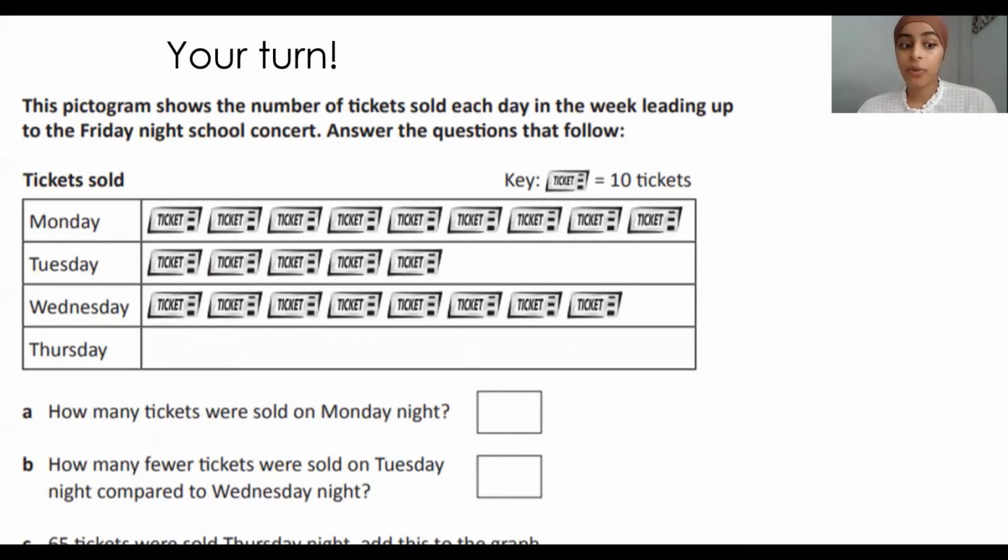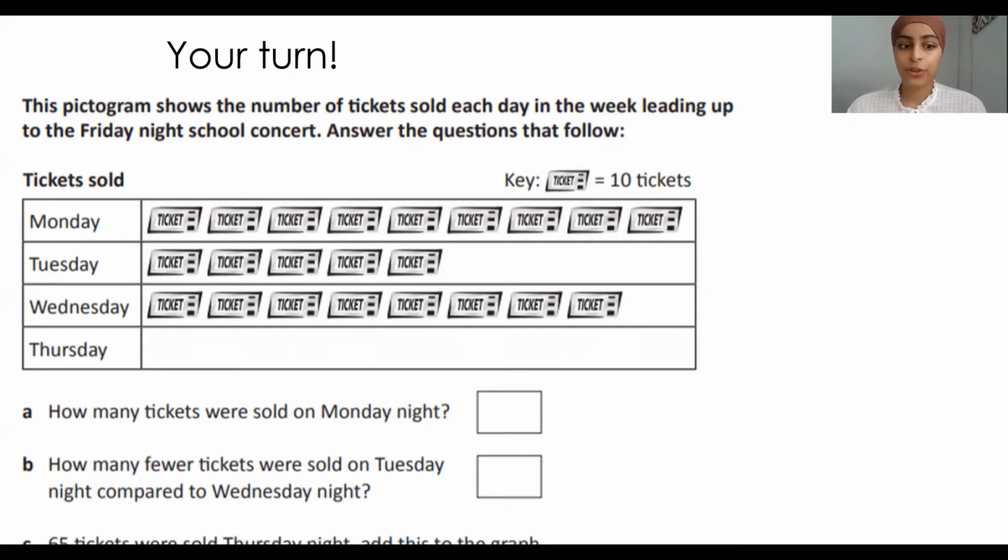Let's start with A. A says, how many tickets were sold on Monday night? B says, how many fewer tickets were sold on Tuesday night compared to Wednesday night? And C says 65 tickets were sold Thursday night. Add this to the graph. So press pause now, have a go counting and working out the amounts of tickets for each category, and answer the questions, and then press play when you're ready.